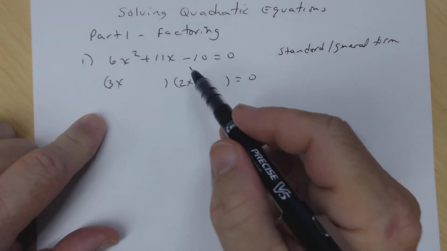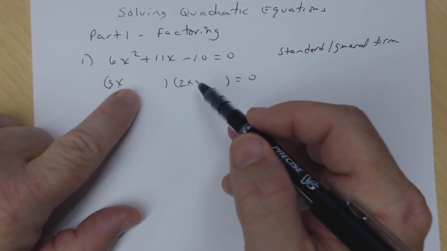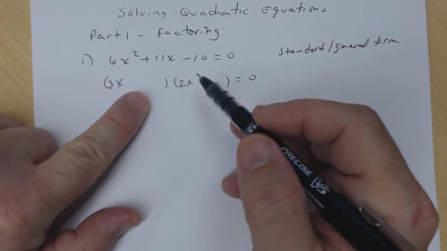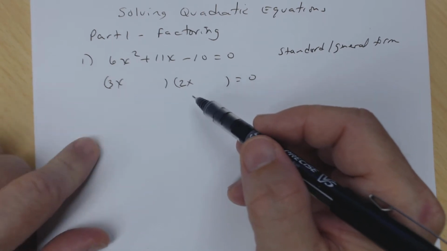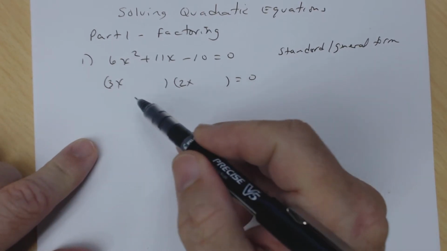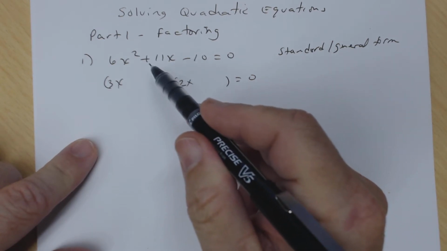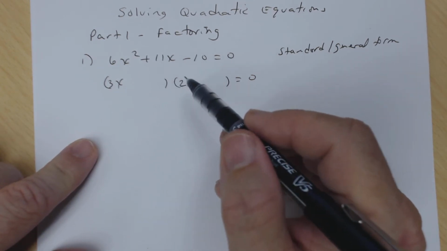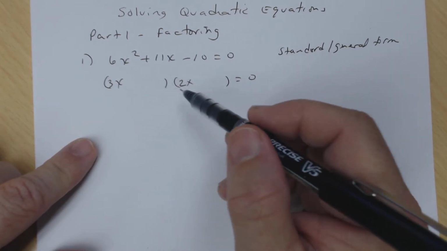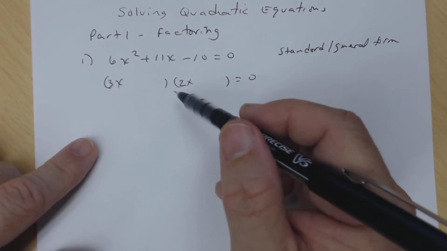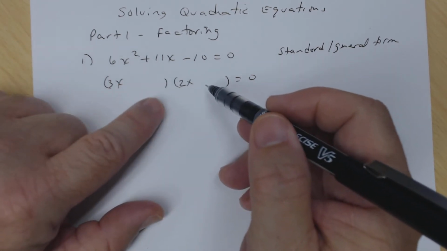And then remember, we go to the last. The last sign is negative, so that means the signs in here have to be different, because a negative times a positive is going to be a negative. So they have to be different. And the larger of the outer and the inner will take that middle sign. If you need to go back and review factoring from the course from last semester, you may need to do that.